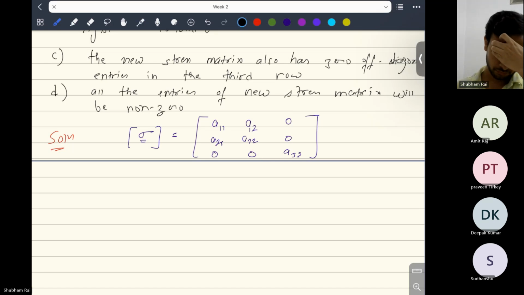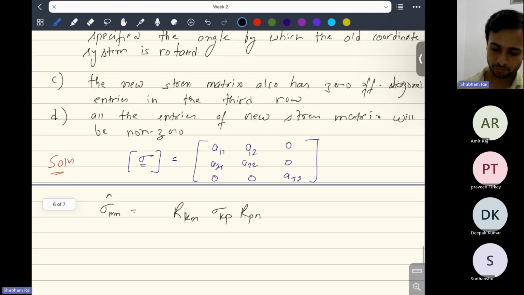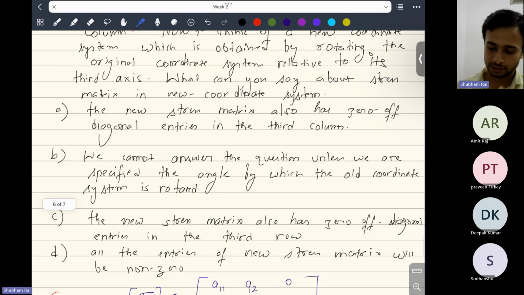Now, let's say we want to find out our stress matrix in some new coordinate system, sigma mn hat. So that will be given by R_km sigma_kp R_pn, right? That is R transpose sigma R. Okay.